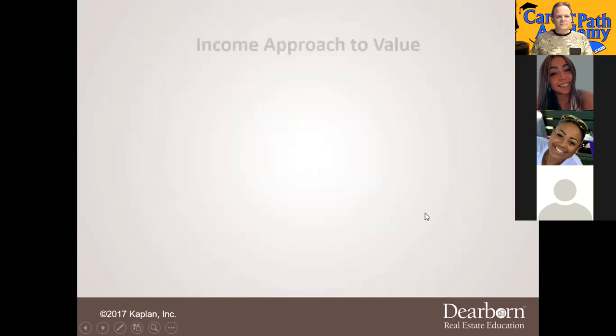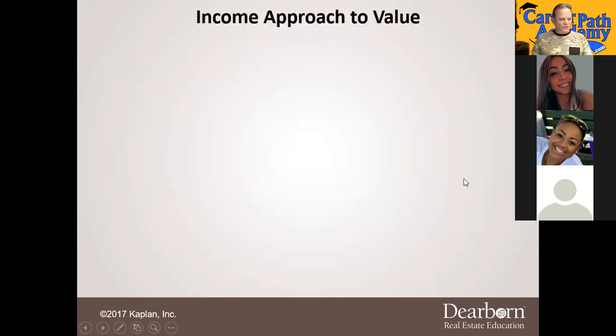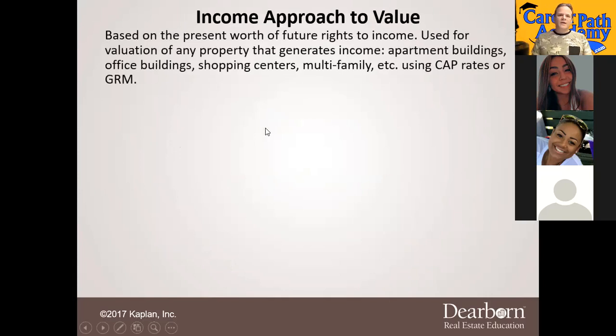Now, the income approach to value. It's based on the present worth of future rights to income, used for valuation of any property that generates income. That makes sense, right? So what kind of properties generate income? Well, rentals, right? Apartment buildings, office buildings, shopping centers, multifamily homes. And the way that they determine the value on these types of properties is using cap rate.